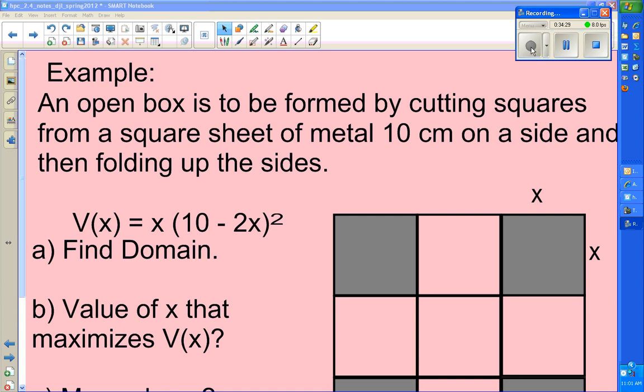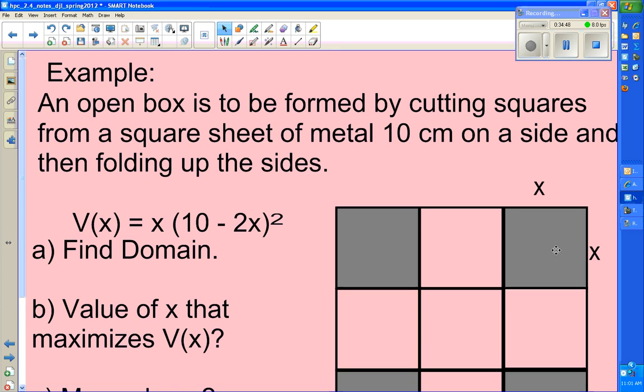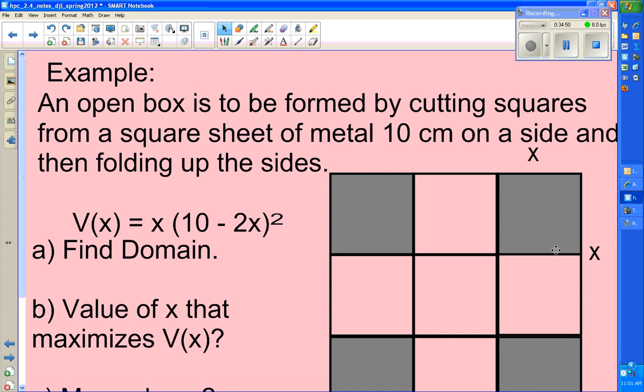Okay, try to set this one up, but this one's a little bit different than the last one. Not a lot different, but a little bit different, in that the starting piece of metal is a square, and that's how this one changes. So the starting piece is a square. What would the domain be?